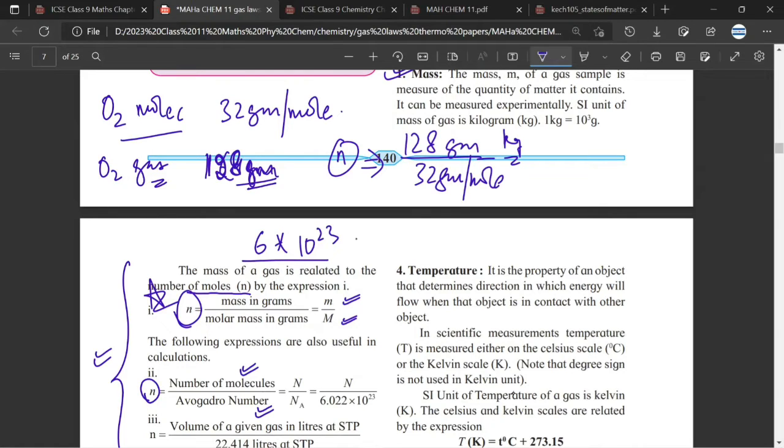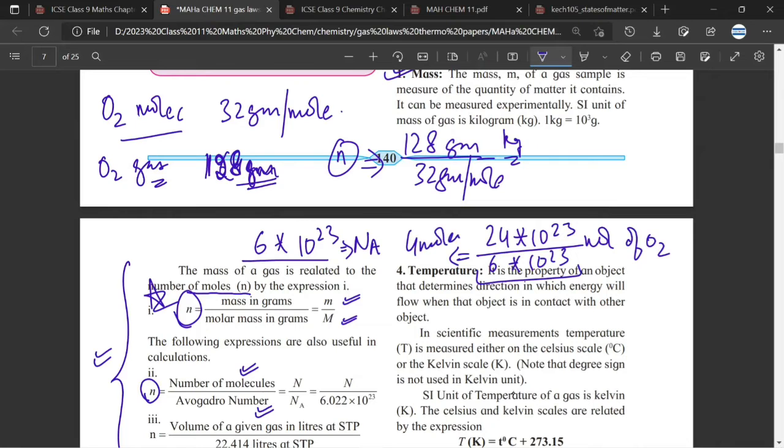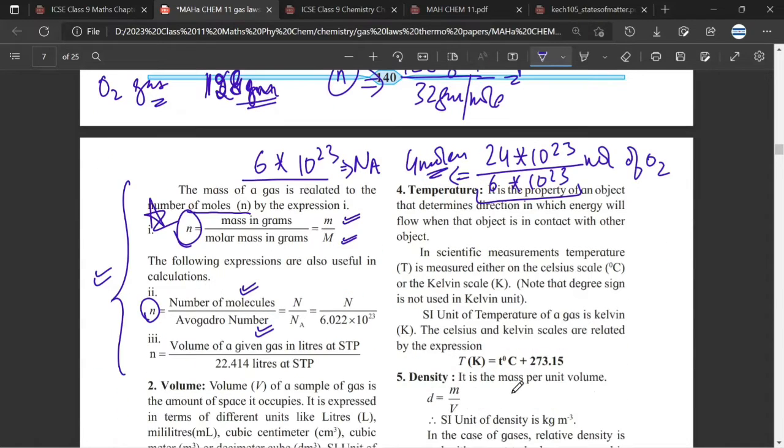This is Avogadro's number. Now let us assume that the number of oxygen molecules that I have is 24 into 10 raised to power 23 molecules of oxygen. Then if somebody asks me how many moles of oxygen I have, I will just divide it by the Avogadro's number, and I'll have 4 moles of oxygen. Any doubt? No.